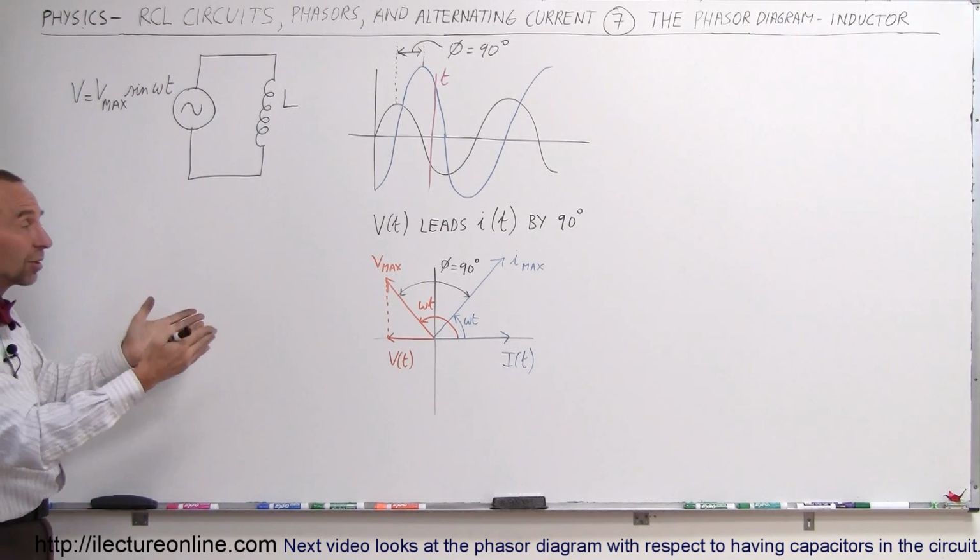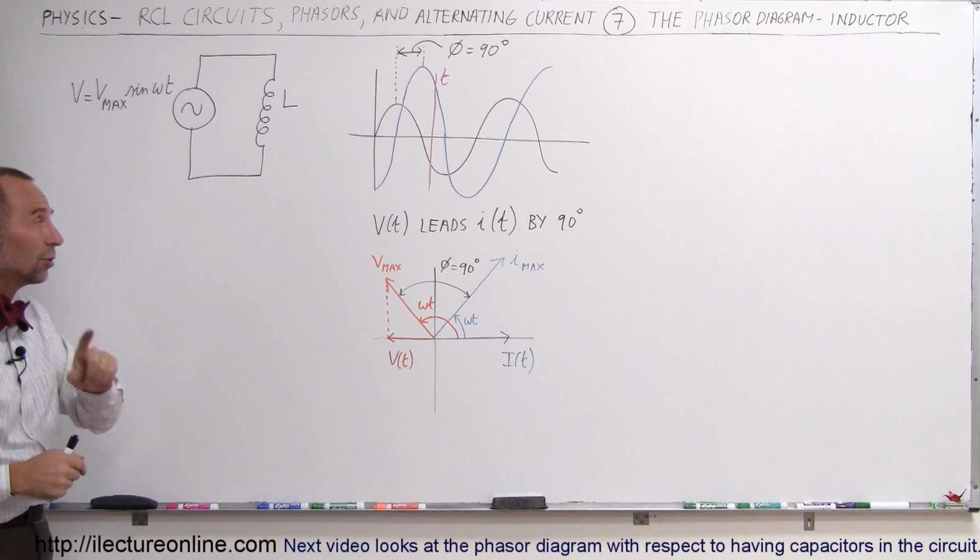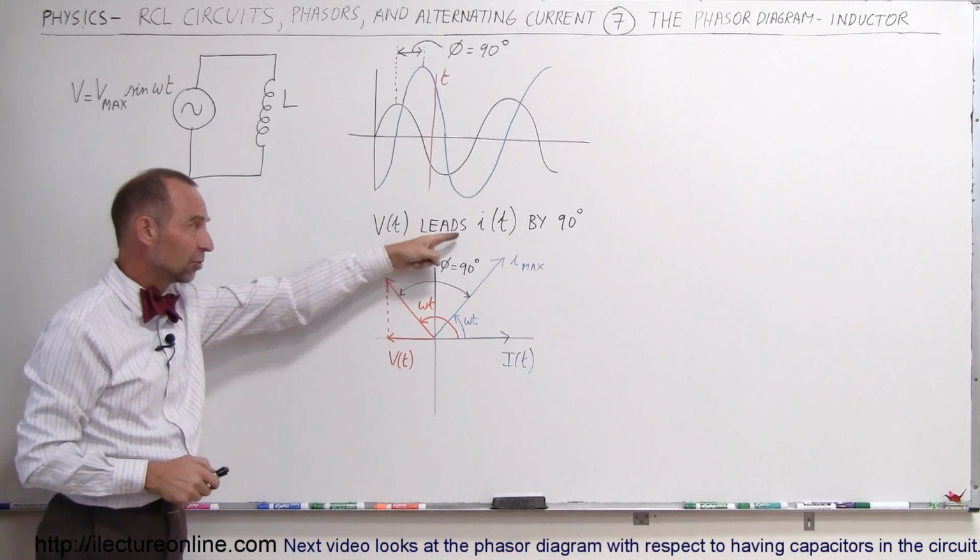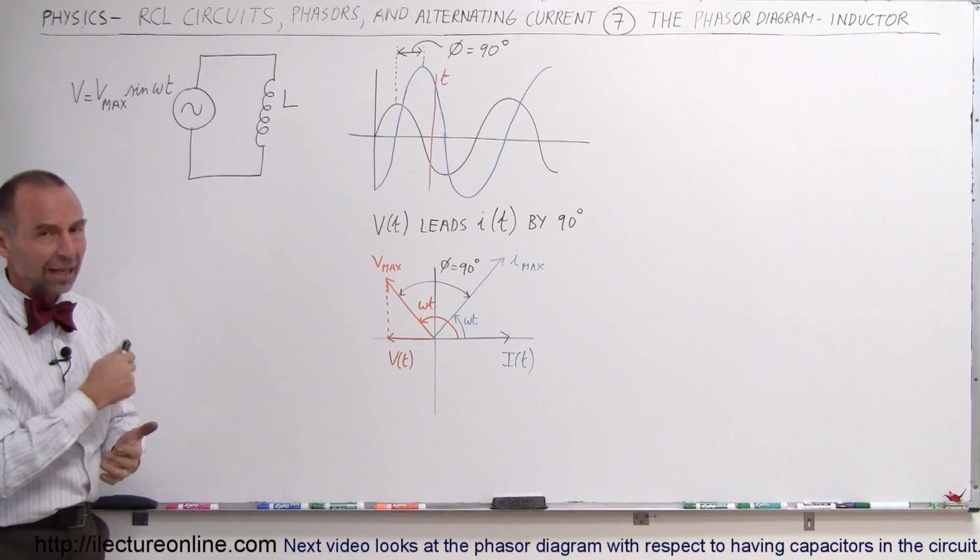At least in the case of an inductor, that's what it would look like. With an inductor, we can see that the voltage leads the current by 90 degrees, and that's how we do that.